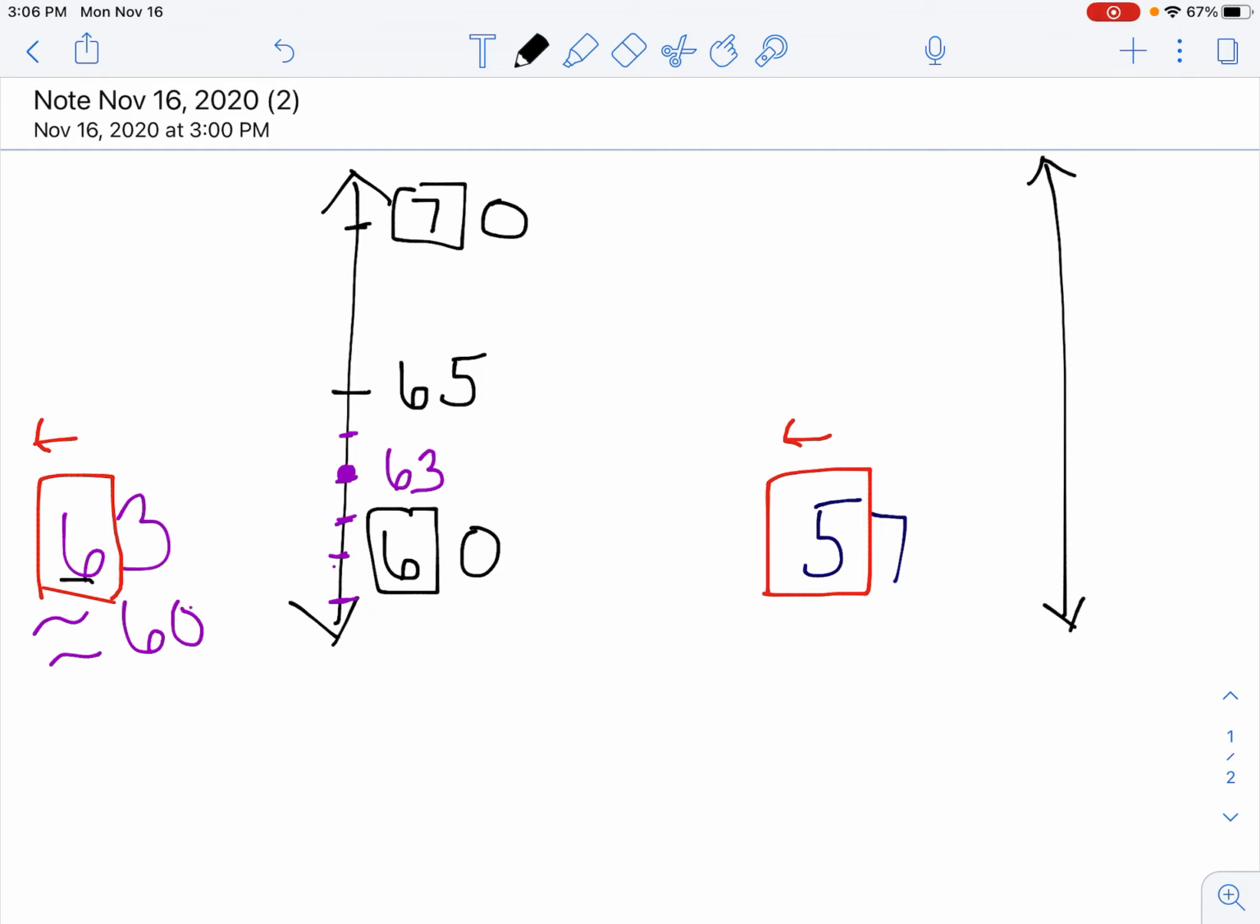57 is in between what's in the box. I have 5 in the box, tens, which is 50. I have 6 tens at the top, which is 60. Put my hash marks, my tick marks there. Think about what's directly in the middle between 50 and 60. It's 5 tens and 5 ones, 55.